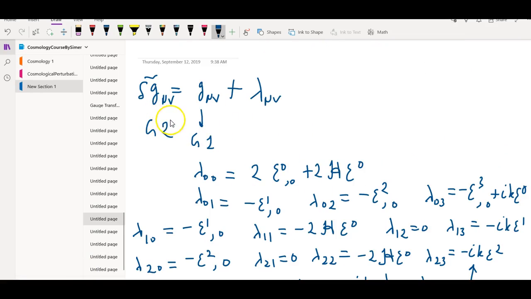So now we can write this transformation of delta G mu nu as delta G mu nu tilde is equal to delta G mu nu. This is in tilde gauge, this is in gauge 2, this is in gauge 1.